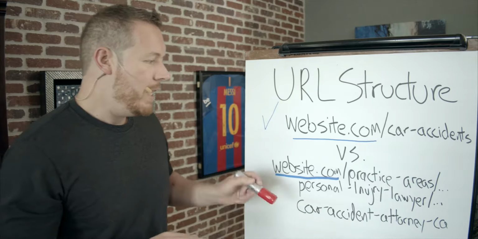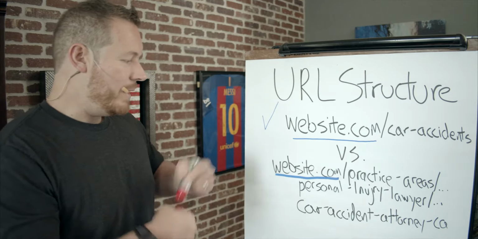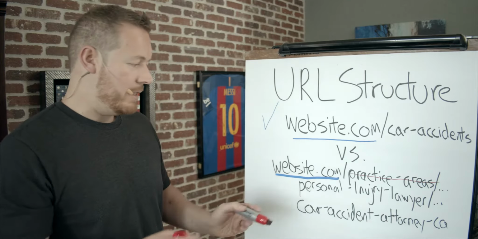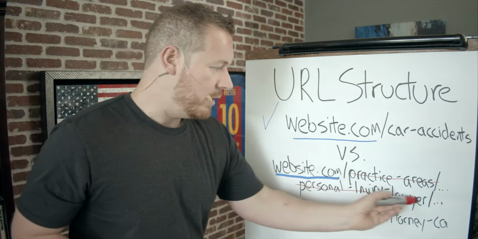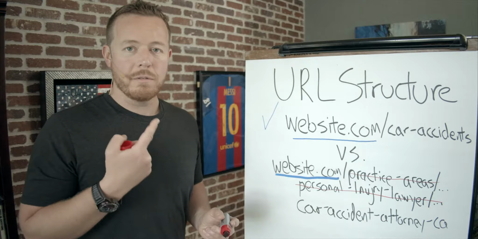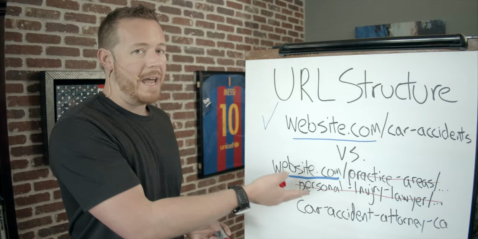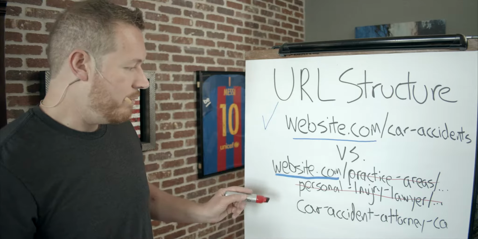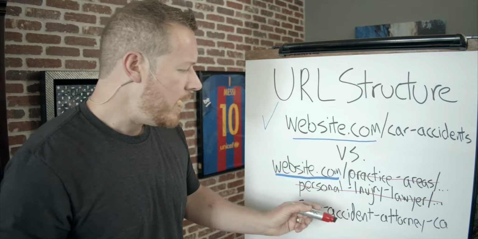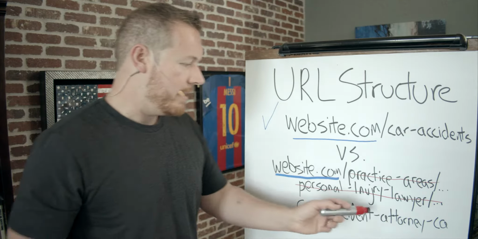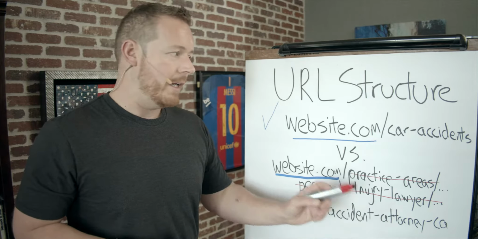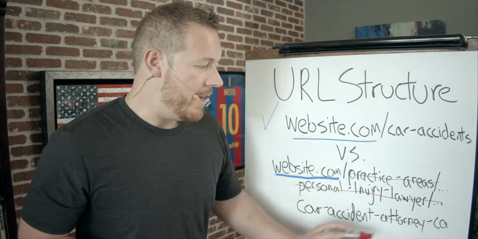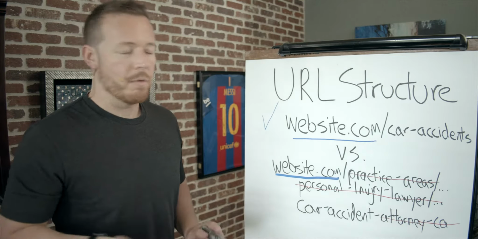So immediately what he needs to do is get rid of practice areas, because that's completely unnecessary. Get rid of personal injury lawyer, because first of all, he's doing keyword cannibalization, and also he's just adding an unnecessary link to the practice areas. And car accident attorney, a lot of times I'm more of a fan of not including the word attorney in the URL. I'll put it in the page title and in the H1 header and keep it out of the URL. And then CA, you're just keyword stuffing at that point.